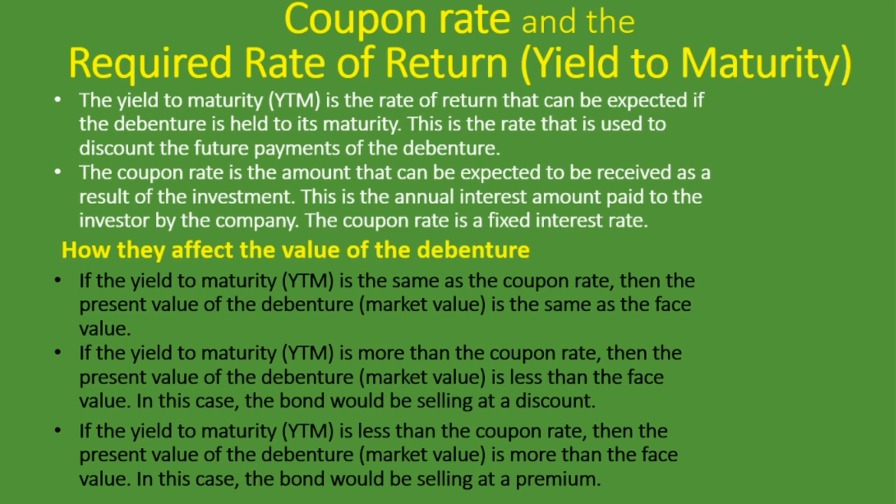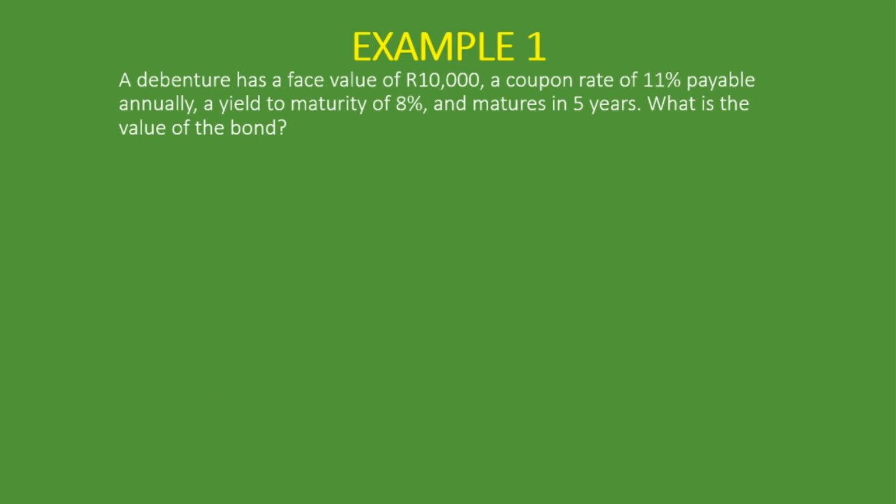Now let's go to an example and see how we do the calculation. Here's an example. We are told that a debenture has a face value of 10,000 Rand, meaning that it's worth 10,000 Rand, a coupon rate of 11%, payable annually, a yield to maturity of 8%, and matures in 5 years. What is the value of the bond?